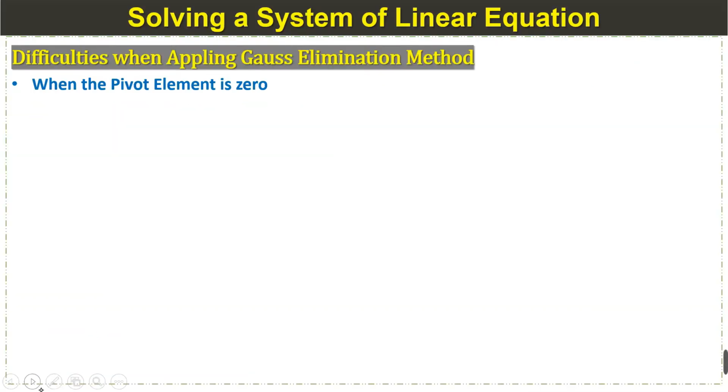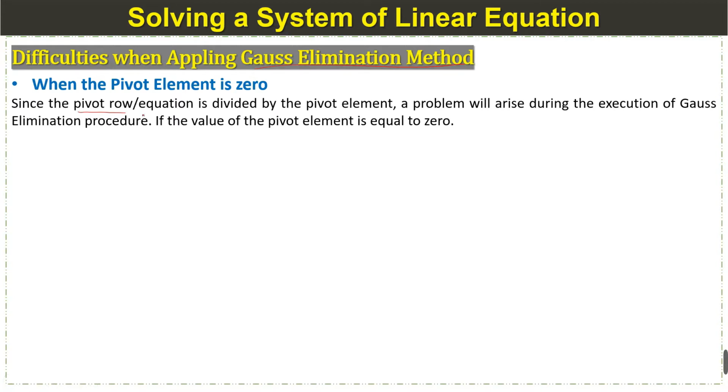So, difficulties when applying the Gauss elimination method. Number one, when the pivot element is zero. Okay, so since the pivot row or the pivot equation is divided by the pivot element, a problem will arise during the execution of the Gauss elimination procedure if the value of the pivot element is equal to 0. Yes, we have already discussed the Gauss elimination method, and we also know about the Gauss elimination procedure. When applying the Gauss elimination method, we divide the pivot equation with the pivot element, and here when the pivot element is 0, we are facing some difficulties.